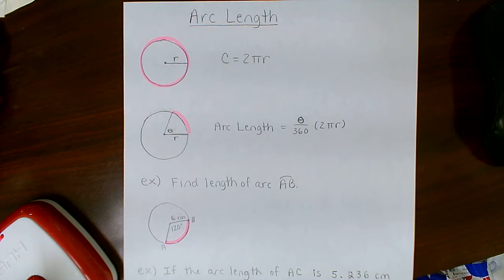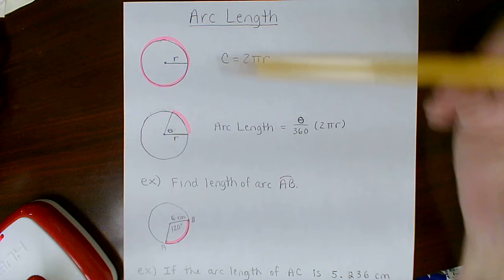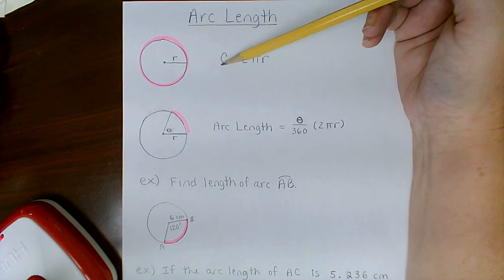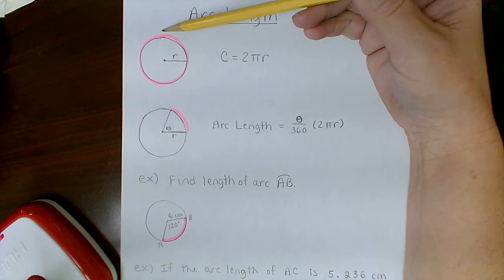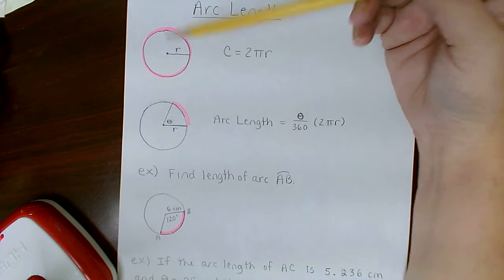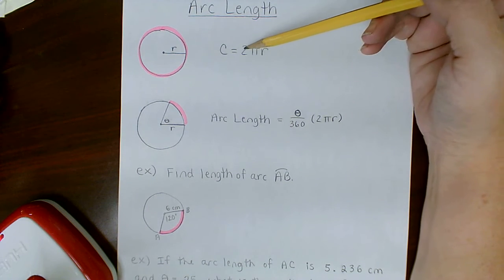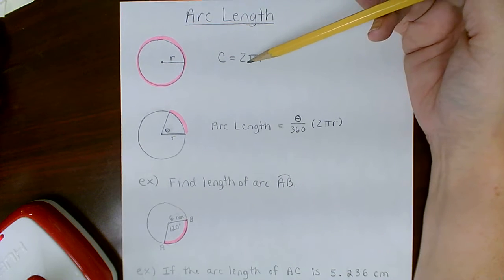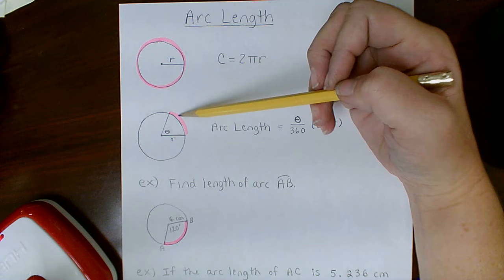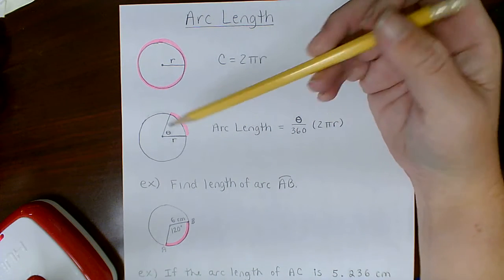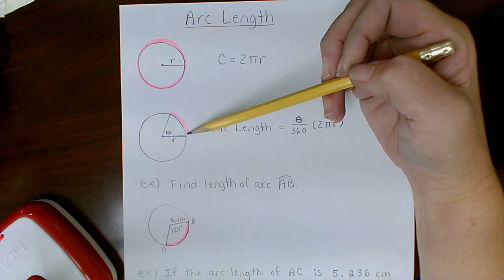And now for a quick lesson on arc length. Quick review on what it means to be a circumference. The circumference of a circle is the distance all the way around the circle, and that formula is 2 pi r. However, arc length is related to circumference, but sometimes you don't want to go all the way around the circle. Sometimes you just want to go a portion of the way.